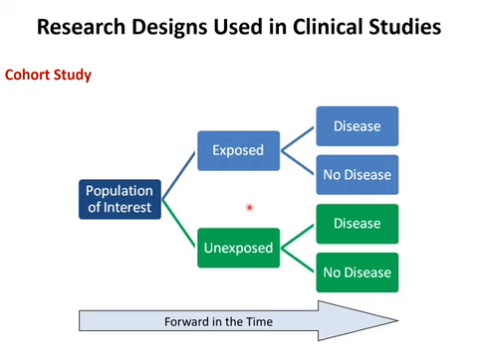In the case control study, we are starting from the end. We have the disease and then we go backward to see what are the risk factors. But in the cohort study, we are starting from the beginning and we will see what will happen at the end.